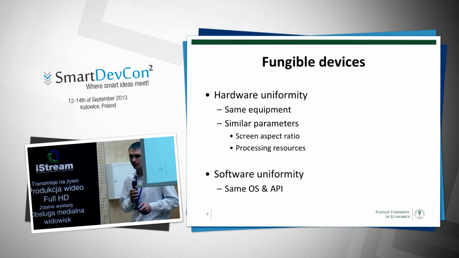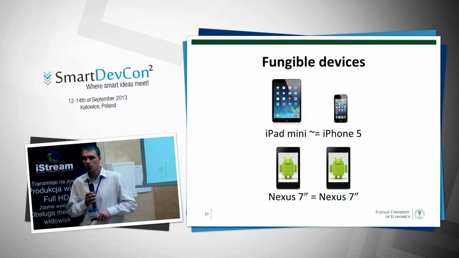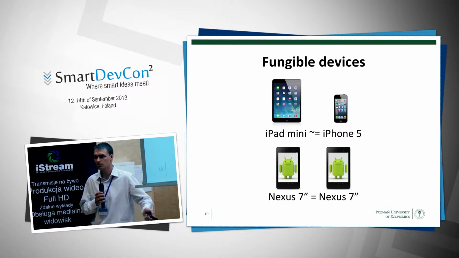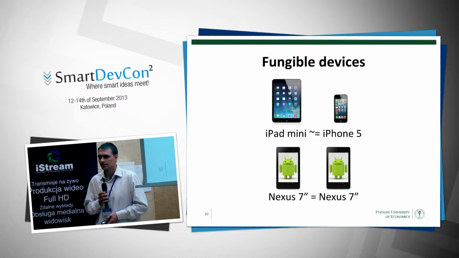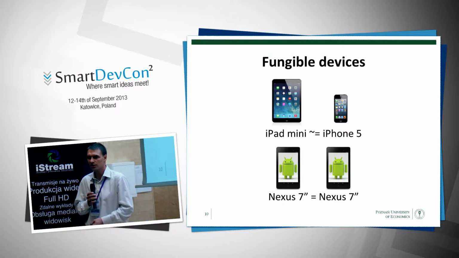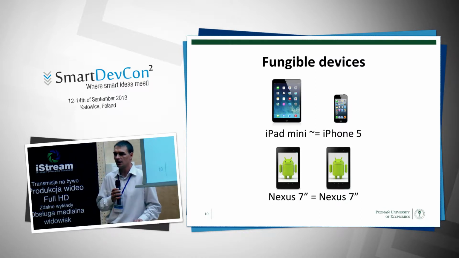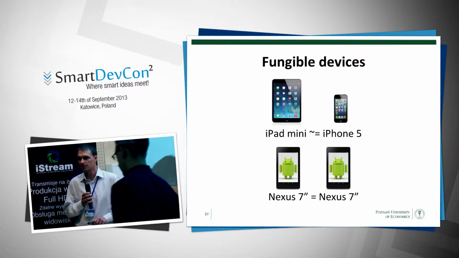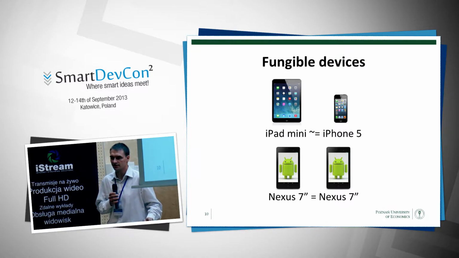So actually, truly fungible devices are currently possible only within a closed ecosystem, like the Apple ecosystem where you switch from iPad mini to iPhone, or within the same device, where you switch from one Nexus 7 to another Nexus 7, you are sure that everything is the same. Those devices are fungible, they are equivalents, and you can easily provide the same application in the same way on both devices. So those are truly fungible devices.